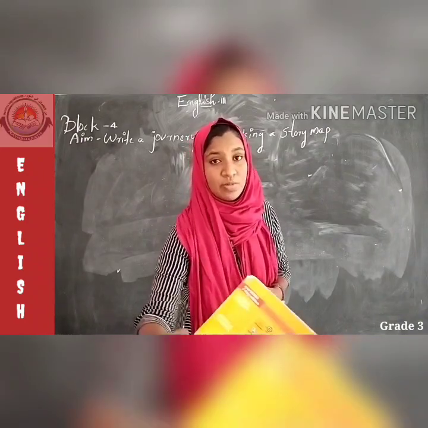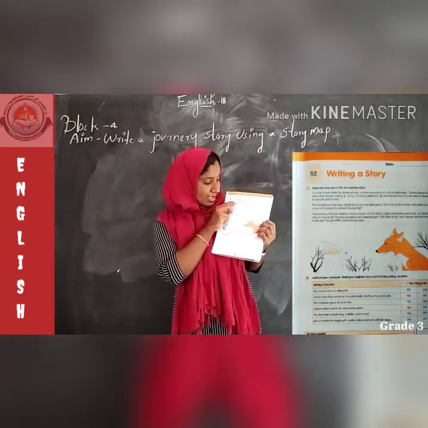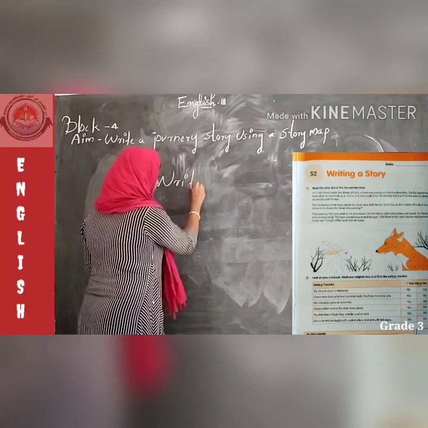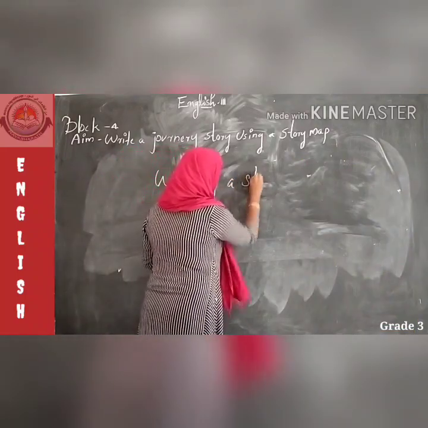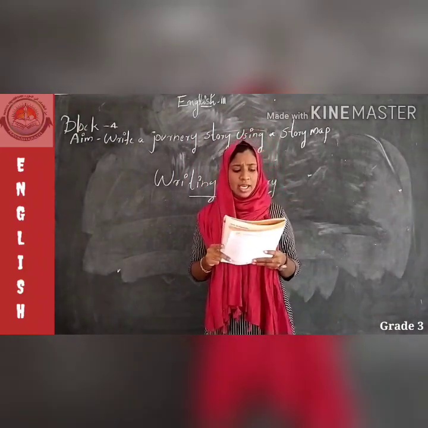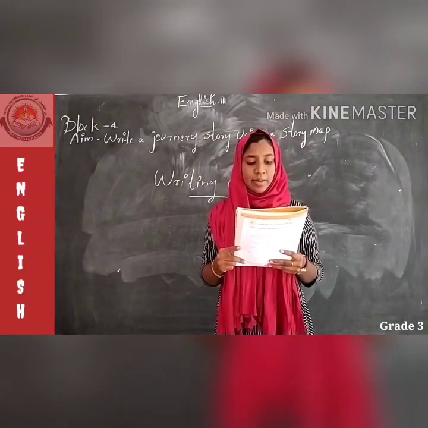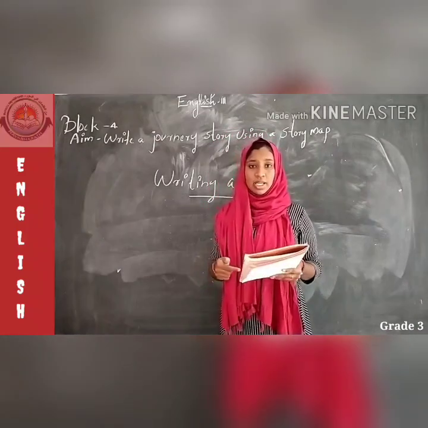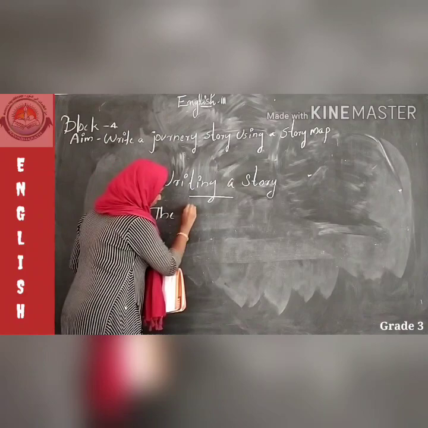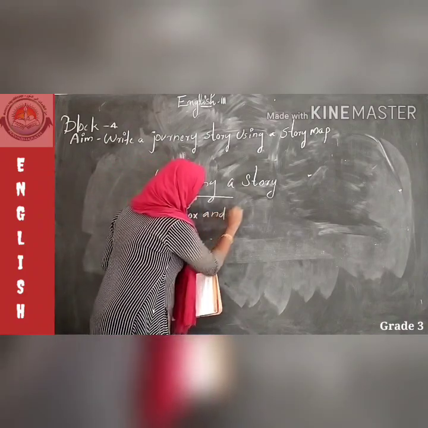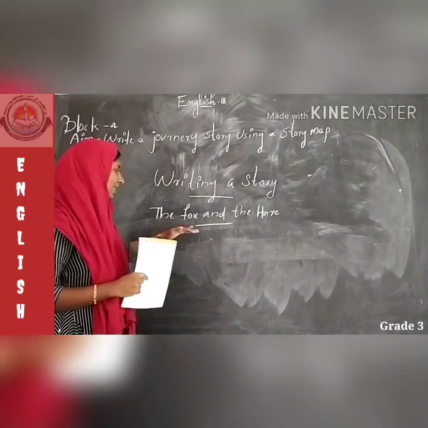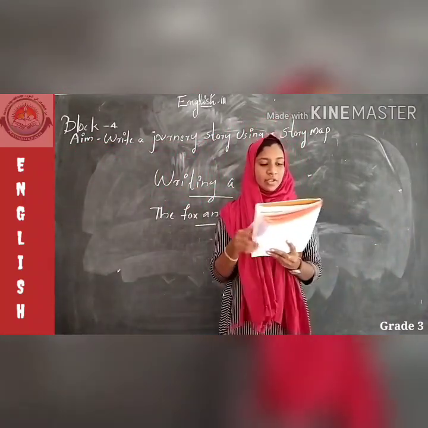So, take your English workbook and turn to page number 27. There you can see a title, writing a story. Everybody ready with your workbook, okay? And I will read it for you. The first question is, read the story about the fox and the hare. Which is that story? Yes, the story is about the fox and the hare, okay? The title of the story is The Fox and the Hare, okay? So be ready with your workbook.